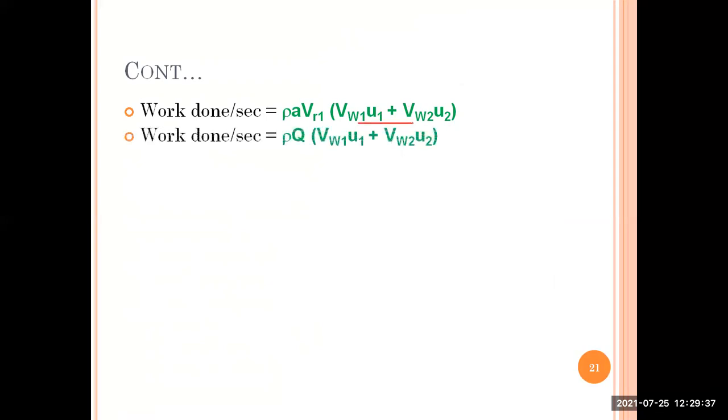inward flow reaction turbine. In case of the Francis turbine, the work done per second is given by rho A VR1, VW1 U1 plus VW2 U2, which is the same as that of the impulse turbine, the Pelton wheel turbine. Here A into VR1, area into velocity, is nothing but discharge. So work done per second will be equal to rho Q (VW1 U1 plus VW2 U2).